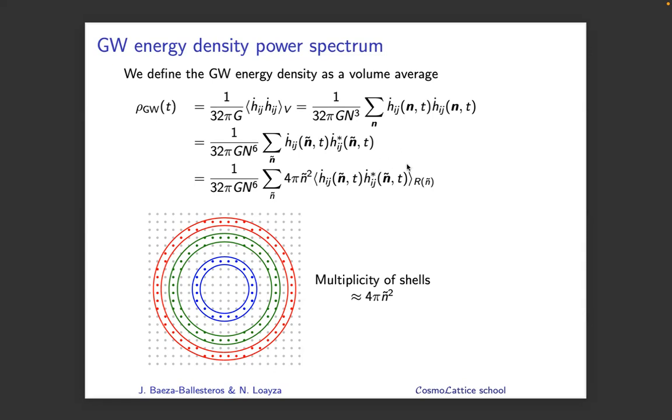It has a fairer statistical sampling for a given radius of momenta, which of course is uncertain because there is a given width associated to what is the radius of momentum for which the power spectrum is being computed. Yeah, okay. Thank you.